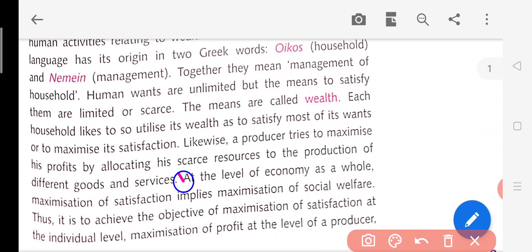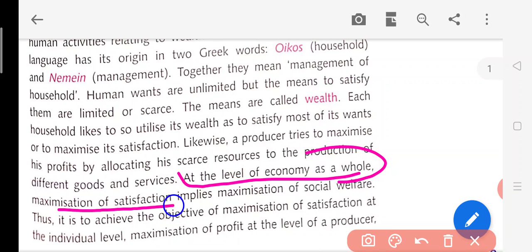Now at the level of the economy as a whole, they are talking about a whole country. Maximization of satisfaction implies maximization of social welfare. So here they are talking about three things. The household maximizes their satisfaction by spending on goods, simply consuming those goods and trying to satisfy themselves. Suppose you're having 100 rupees, your father has given you 100 rupees.